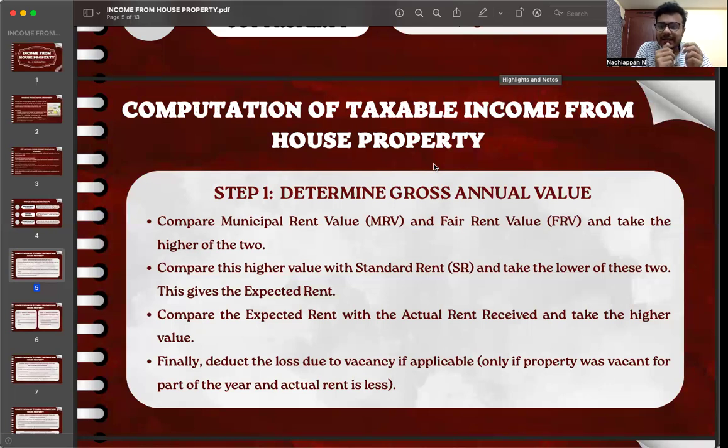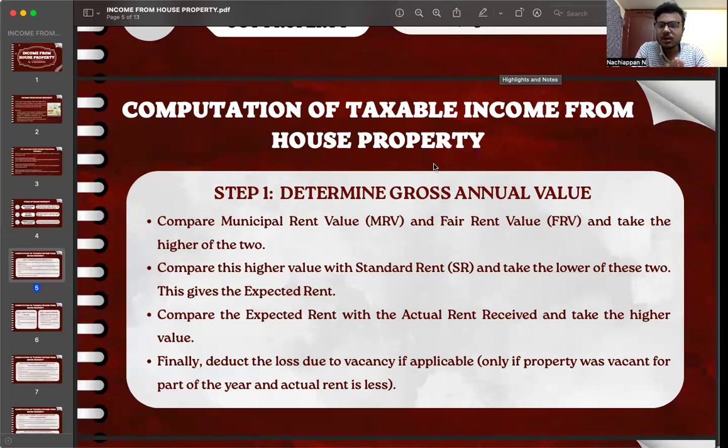Next up, you take the higher value of the previous two and then compare it with standard rent. And you take the lower of these two, and the value that you're getting is the expected rent. Now you compare the expected rent with the actual rent that you receive from the tenant and take the higher value.